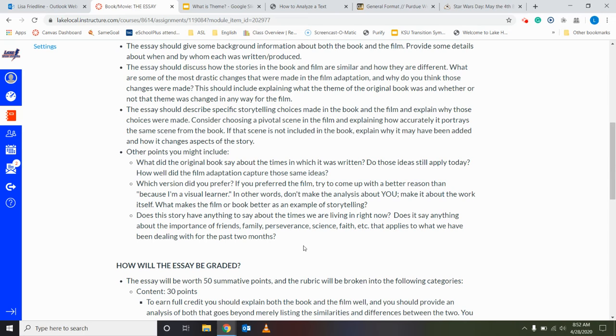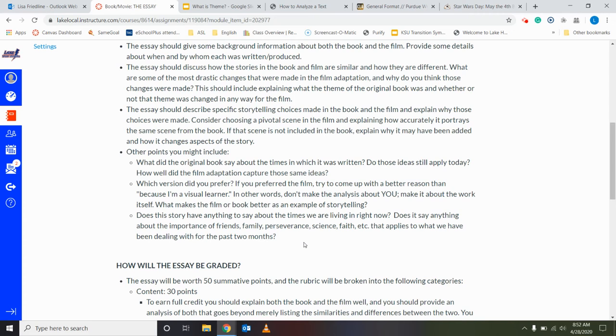Okay, so don't make it about you and what you prefer, like, "Oh, I just don't really like to read, I like to watch movies." That's not what we're asking. We're asking what makes it a better media format for literature. Okay, the film or the book, what makes it better?